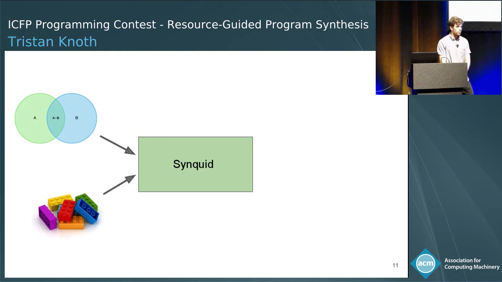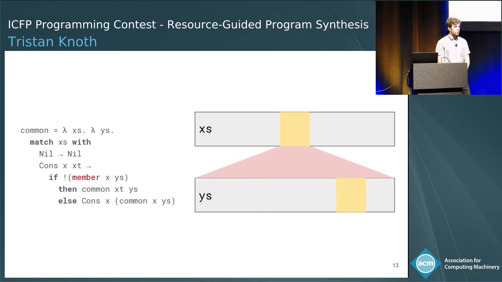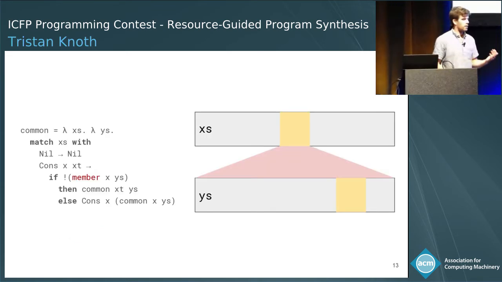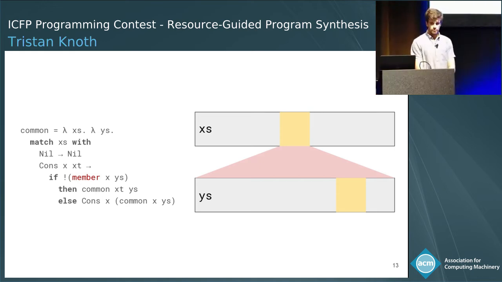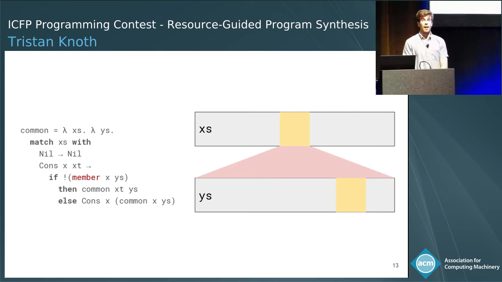In this case, Synquid outputs this implementation of common, which is recursive, it's concise, and it's provably correct, which is exactly what we wanted. So the problem here, which an experienced programmer might notice, is that common runs in quadratic time. It traverses through the first list and calls member every time, searching the entire second list every time.